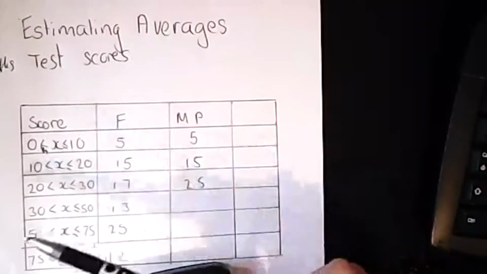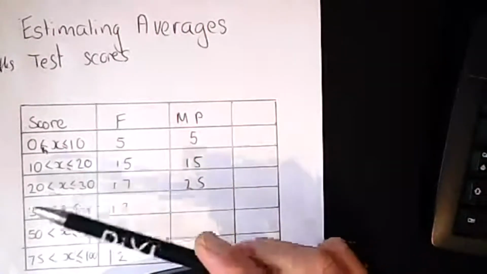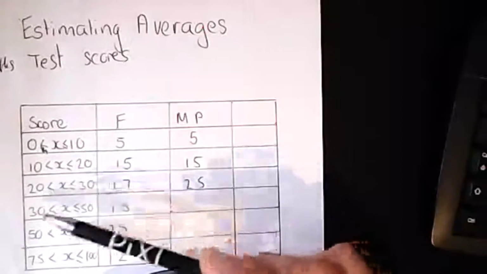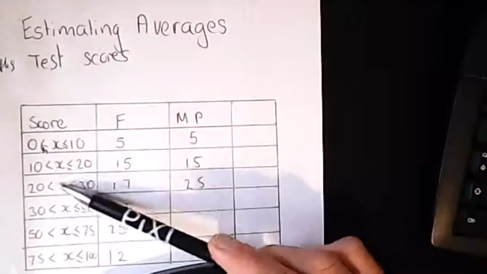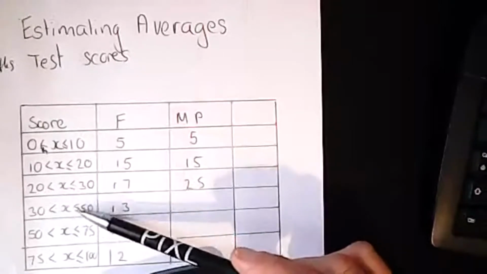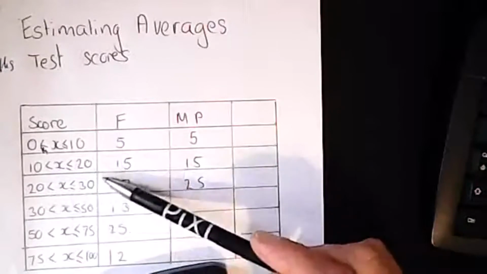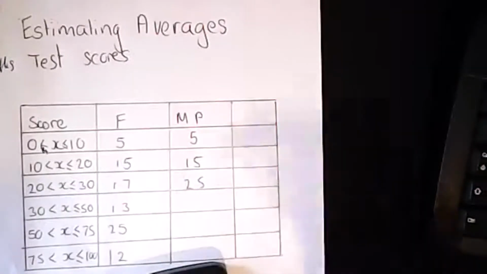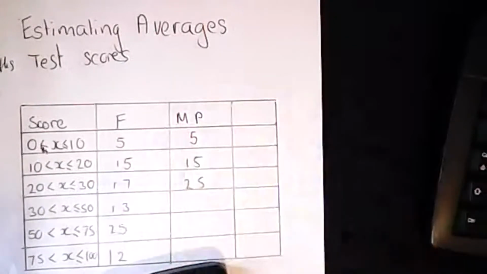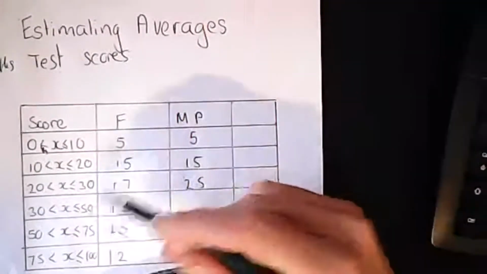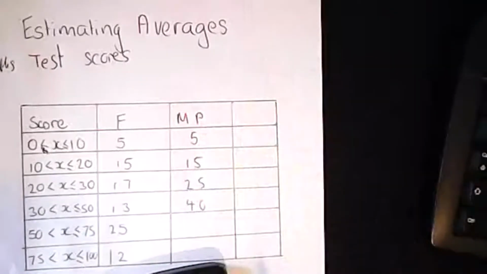But look at the interval. It's from 30 to 50. This was from 20 to 30. So this interval's jumped to 20 places, and this was only 10 places. So you still have to do that process. Add the smallest and biggest together and divide by 2. So 30 add 50 is going to be 80, and 80 divided by 2 is going to be 40. So that's where the pattern ends.